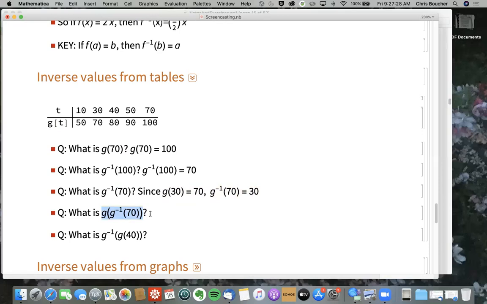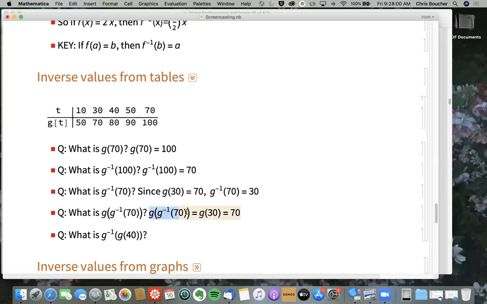And I'm going to handle this the same way we handled compositions before. We start on the inside, right? What is G inverse of 70? Well, we just answered that question. It's 30. So this is going to be equal to G of 30. And what's G of 30? Well, this is just a straightforward evaluation question for the function G. G of 30 is equal to 70.